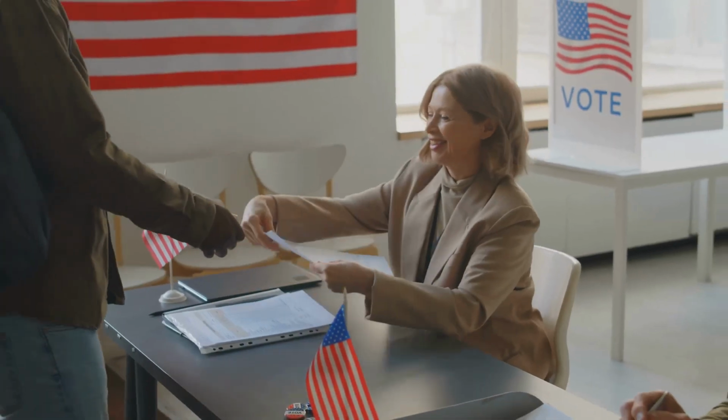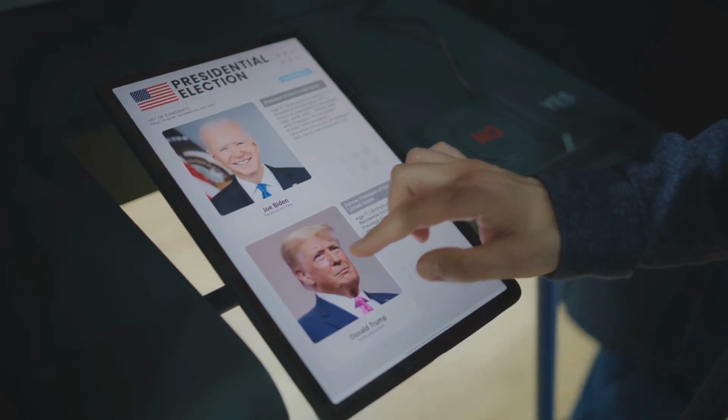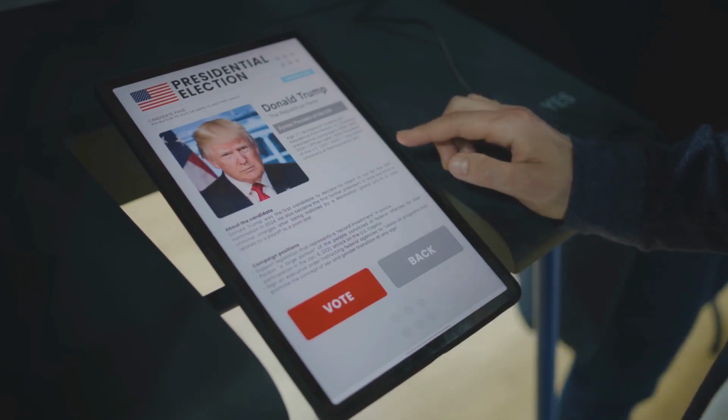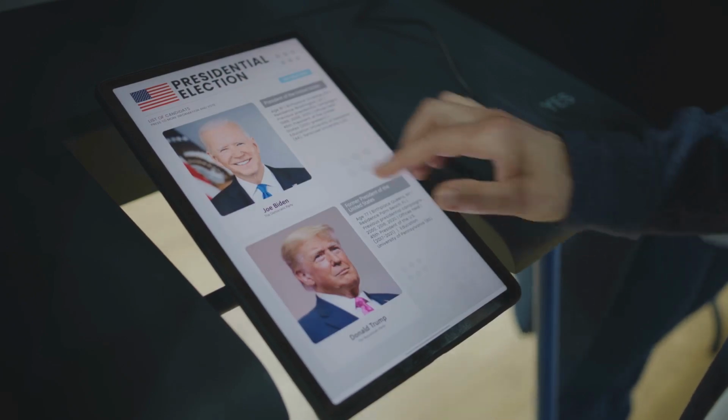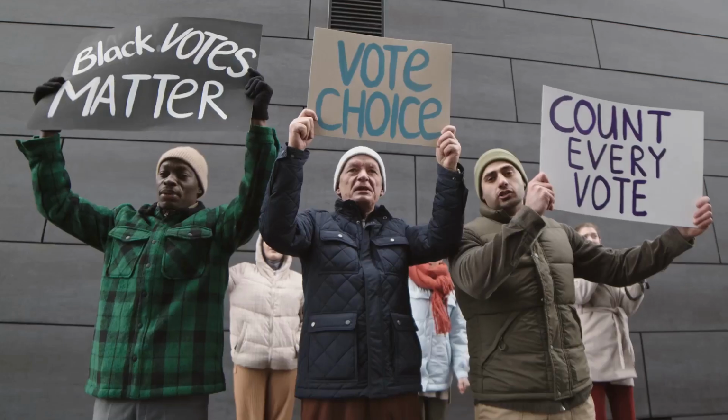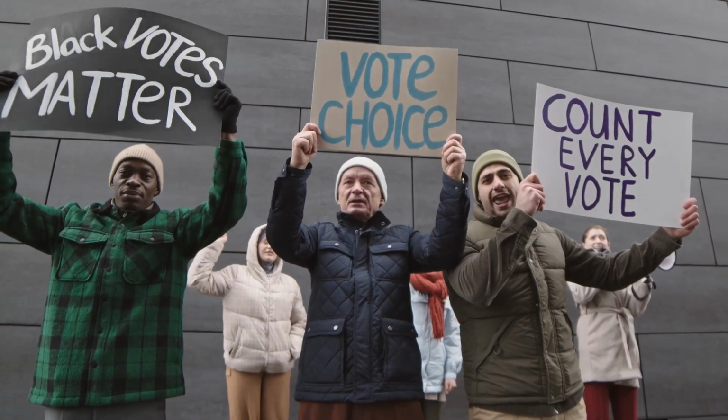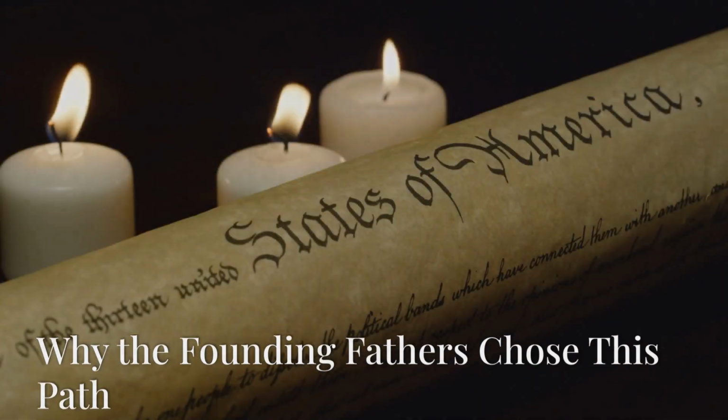But here's where it can get a little tricky. Because of the way electoral votes are distributed, it's possible for a candidate to win the presidency without winning the most individual votes nationwide, the popular vote. This has happened a few times in U.S. history and has sparked a lot of debate.